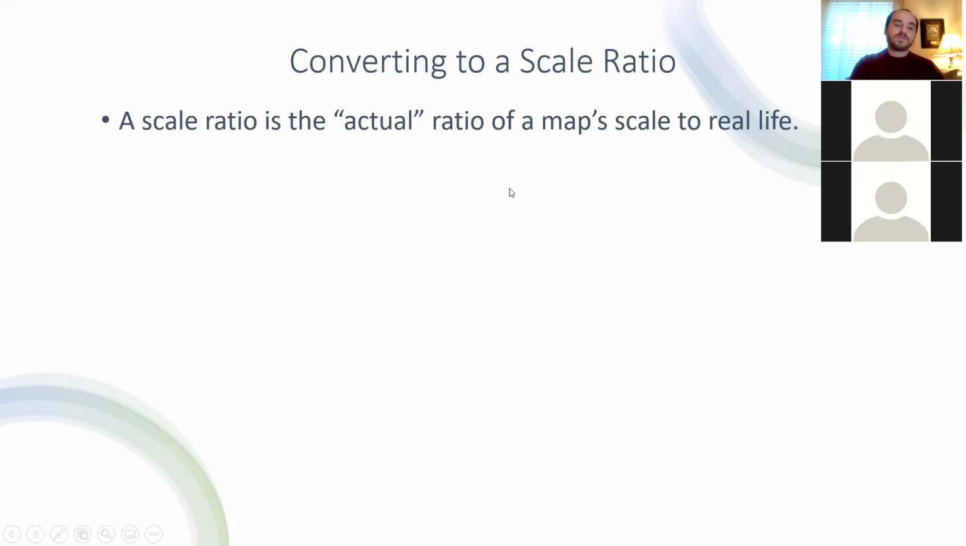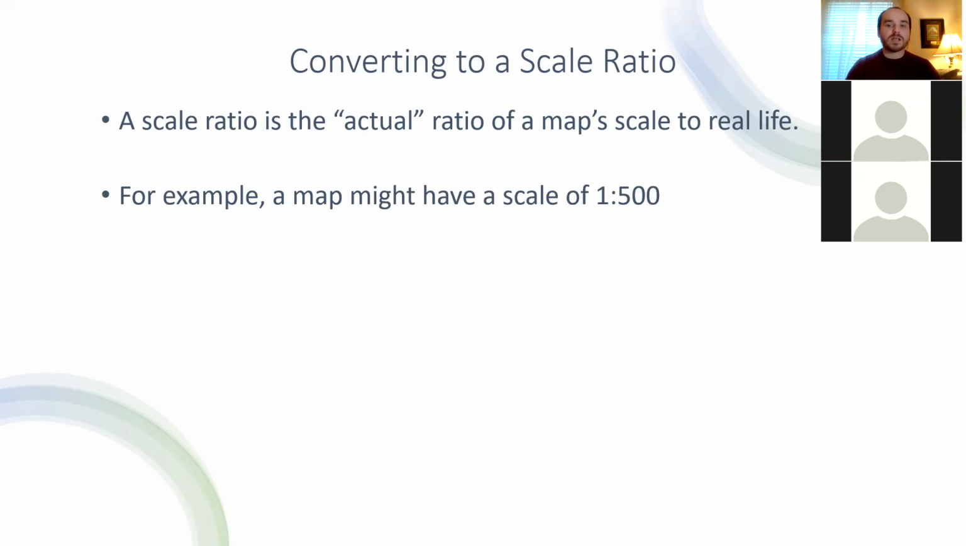So we've talked about scales already. A scale ratio is the actual ratio of a map scale to real life. So what this means is it's going to be written in just a number without units. So 1 to 500, 1 to 250, 1 to 10, whatever. The reason it's written like this is because the units have to be the same. So if we have 1 to 500 and let's say it's in inches, that means that every 1 inch on the map equals 500 inches in real life.